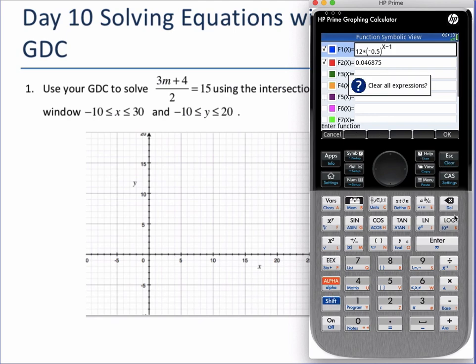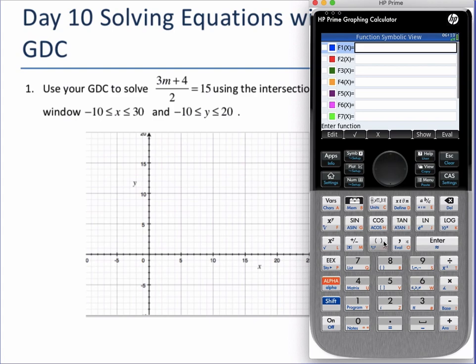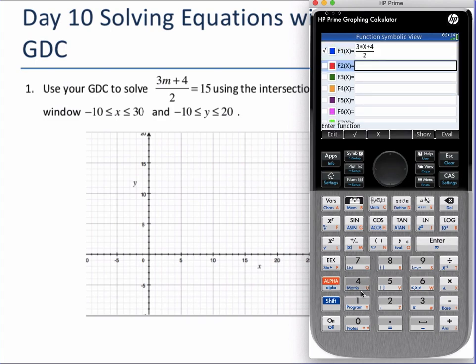So let me go ahead and clear that. Enter. I'll make this a fraction, so 3 divided by... no, that doesn't work. Can we click on the fraction button? Oh, there we go. 3 divided by, and put 2 in the bottom. The numerator, I'll put in x plus 4. And on the other side of the equation, we've got just 15, so that's going to be a horizontal line.